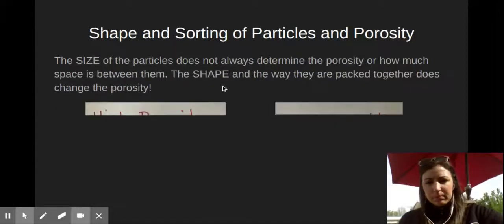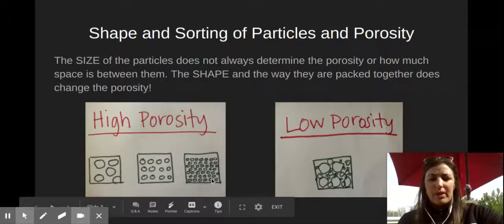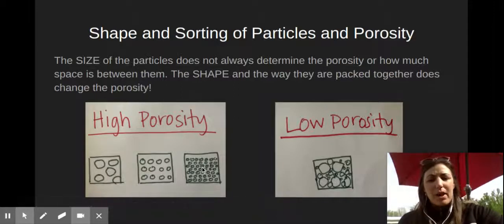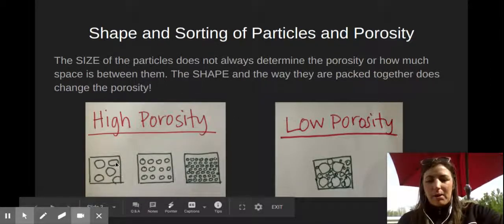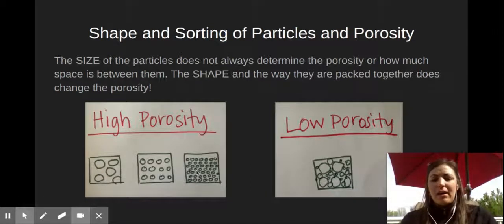One of the things that is important with porosity is the shape and the way particles are sorted. You might think first it has to do with the size. If all the particles are bigger, then there'll be more pore space, but that's not necessarily the case. So let's take a look down here. All of these three examples actually have high porosity. The first has a large particle, the middle one has a medium-sized particle, and the third one has a small particle. But actually they all have a similar amount of pore space, or space between.